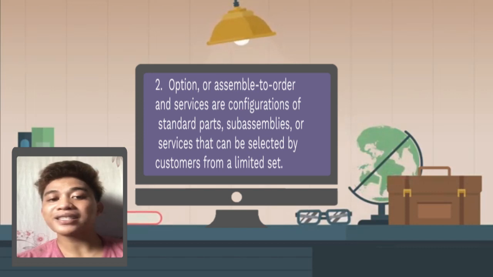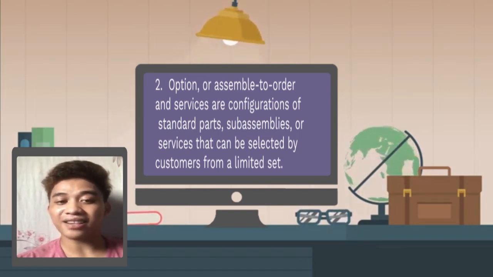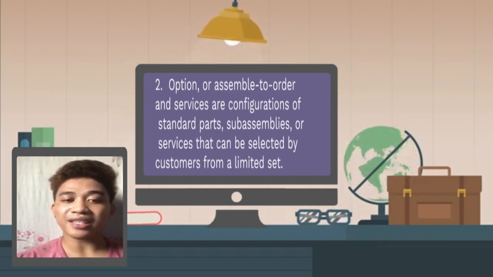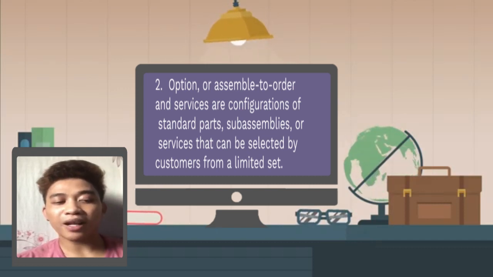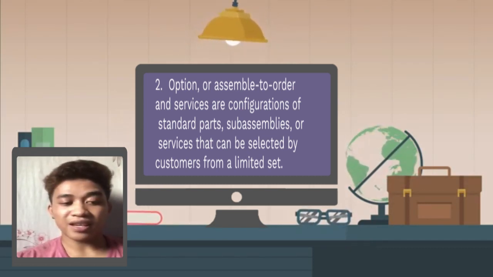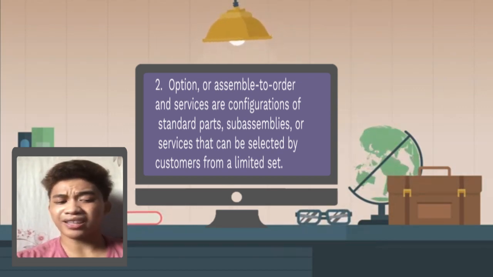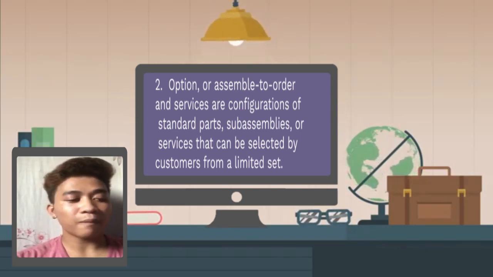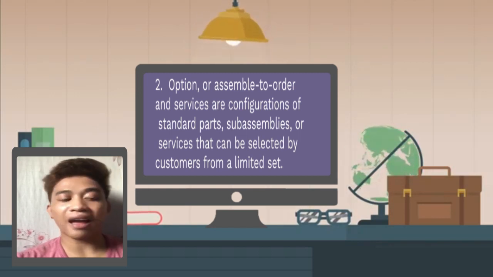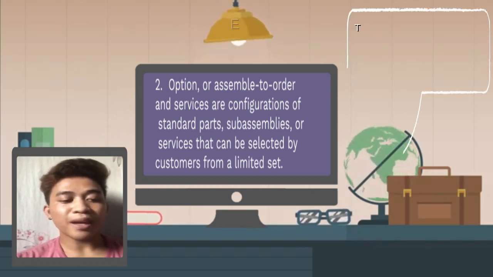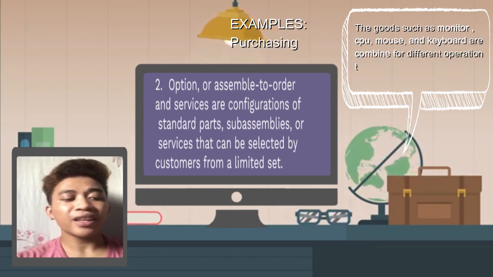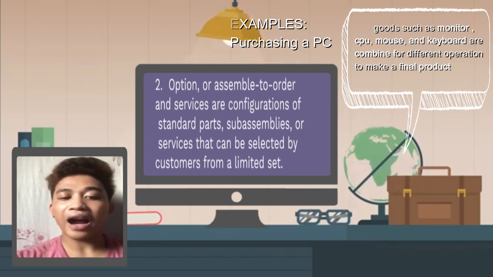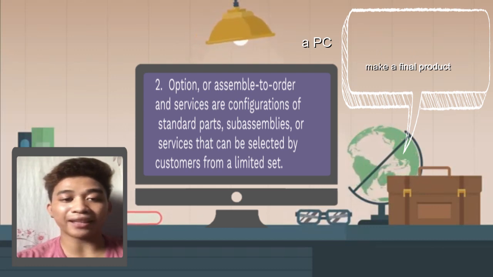Second is the option or assemble-to-order goods and services. These are configurations of standard parts, sub-assemblies, or services that can be selected by customers from a limited set. These products or services are also ordered by the customer and are served or produced quickly. These are parts of the products that are already manufactured but not yet assembled, or services that have different sets of offers. For example, purchasing a PC. The finished goods such as monitors, CPU, mouse, and keyboard are combined from different operations to make a final product.